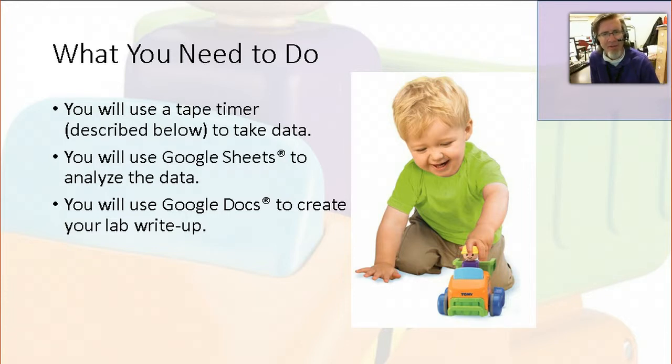Here's what we need to do. So this is, in a nutshell, what the lab's about. You have a tape timer. I think you might have seen this in class a couple times, but I'll describe it in the course of this presentation. You also need to be familiar with Google Sheets, so we'll get some practice with Google Sheets, and we'll be using Google Docs to create our lab write-up. So what we need to do is take some data, analyze the data, and then present our findings from the data.